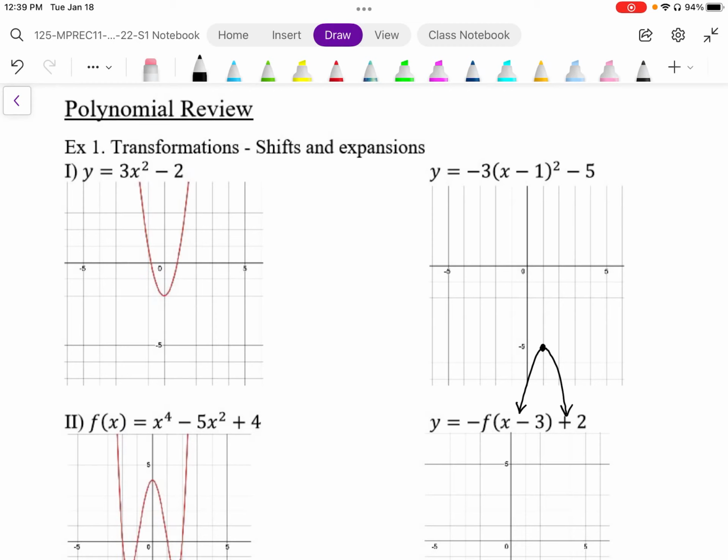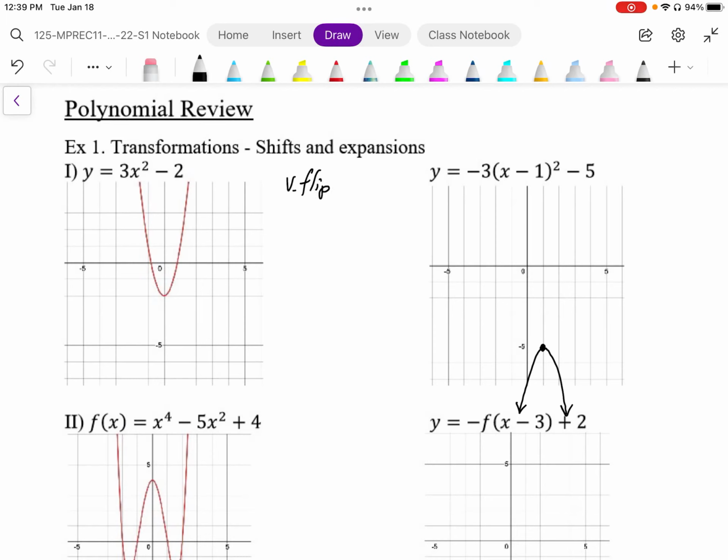the original expression was already vertically expanded by 3. The new expression is also vertically expanded by 3, so there's no change in the a value. However, we go from facing up to facing down. So to do that, I'm going to multiply the y by -1. So it's going to be a vertical flip.